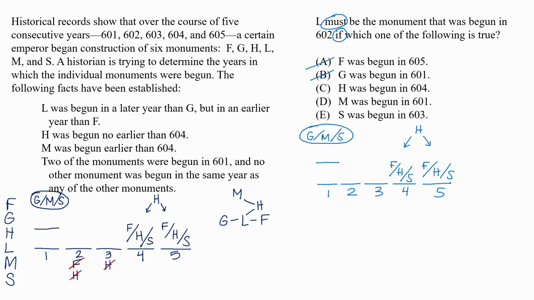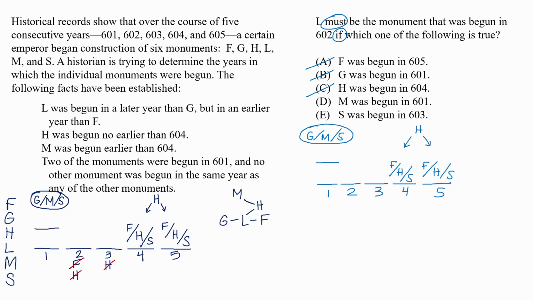Choice C is that H was begun in 604. This doesn't tell us anything. F could be in 603 or 605, for example. G could be in 601 or 602. So this will not allow us to determine that L has to be in 602.